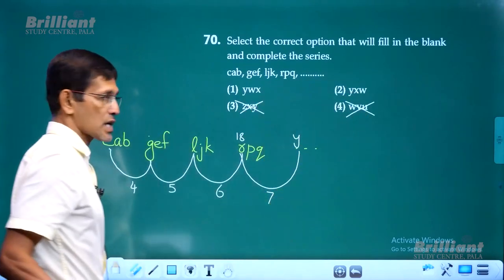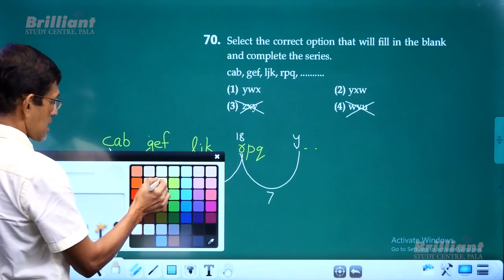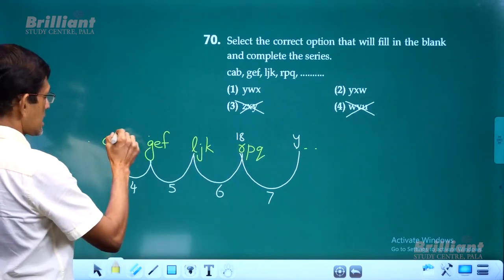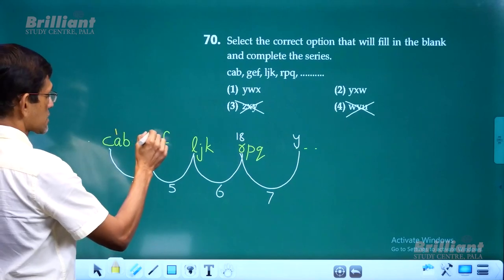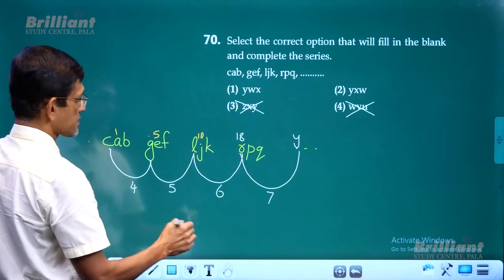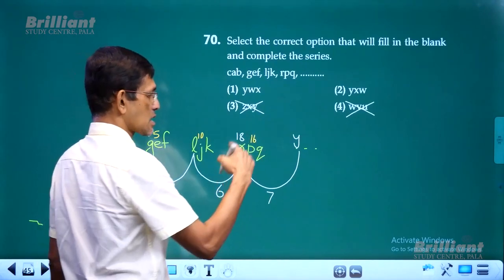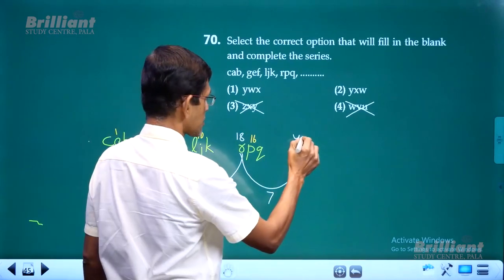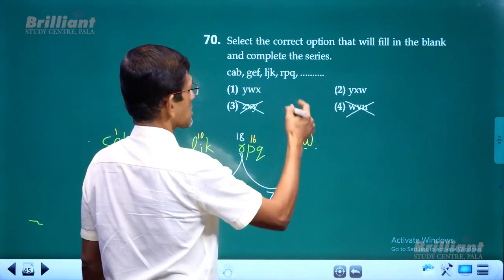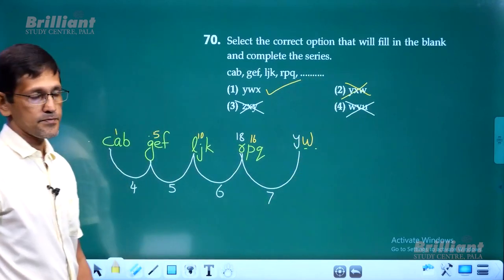There are two answer choices starting from Y. So we look at the second letter, A and E. A is 1, E is 5. So plus 4, and this is 10. So plus 5, then P is 16. So plus 6, 16 plus 7, that's 23. So 23 is W. So YW. This cannot be the answer. So this is the answer, YWX.